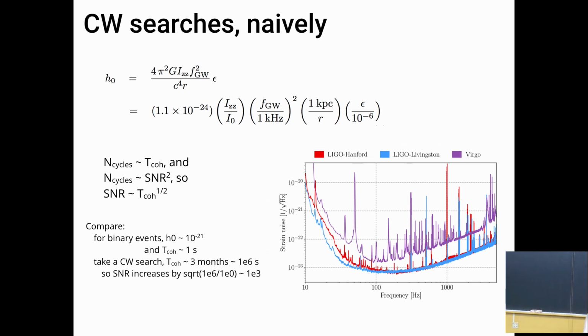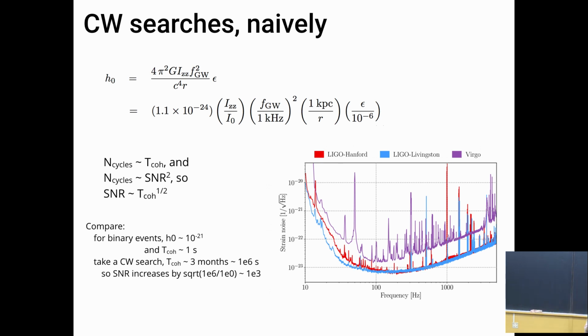And so then that kind of compares, right? So if we can detect binary signals of 1 second with a strain of 10 to negative 21, we should be able to detect CW signals with a strain of 10 to negative 24 if we're searching over 3 months, let's say. This is very hand-wavy, order of magnitude.